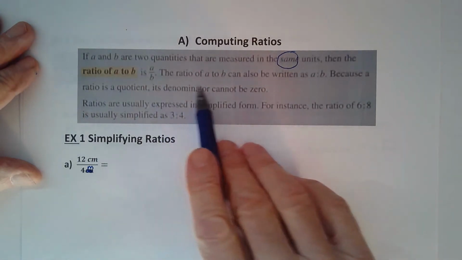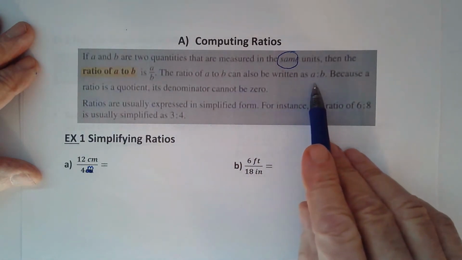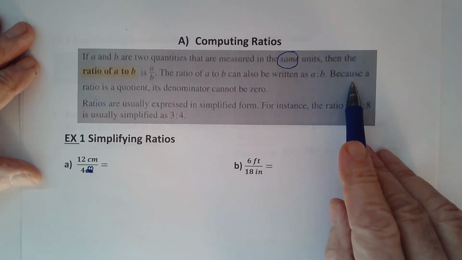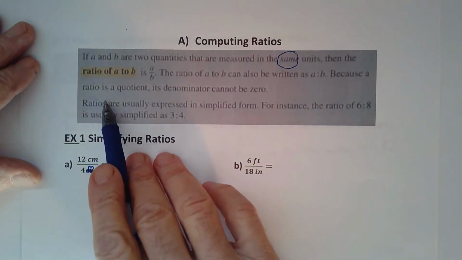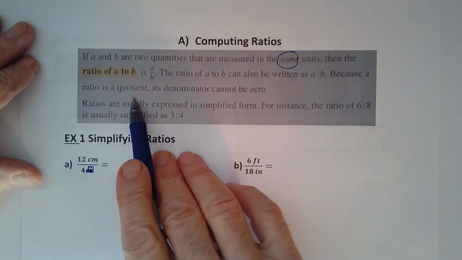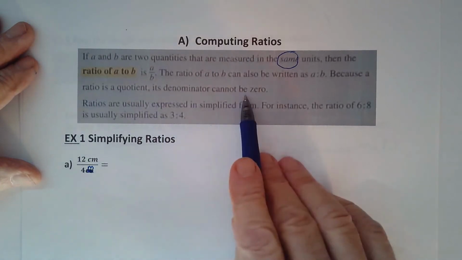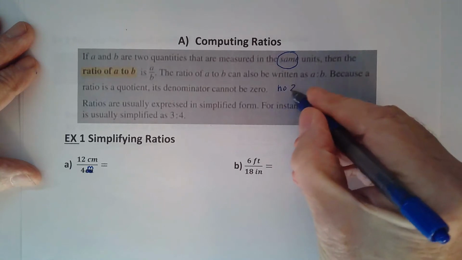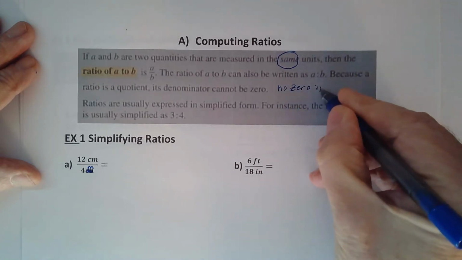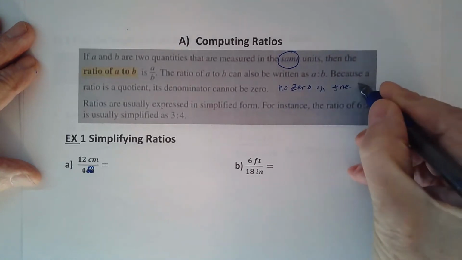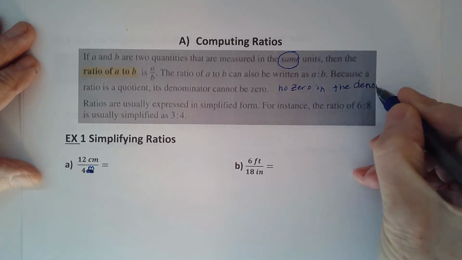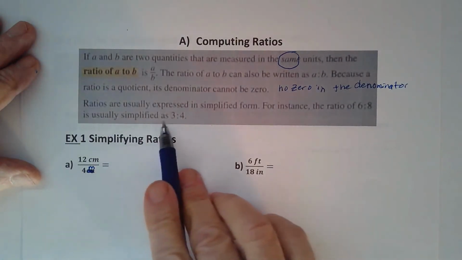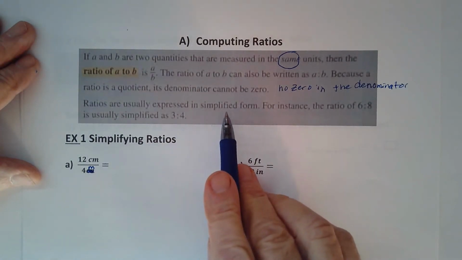All right, so the ratio of A to B can also be written as A colon B, which is what I showed you before. And because a ratio is a quotient, meaning it's a division problem, its denominator cannot be 0. So that's an important thing. No 0 in the denominator. Little important side rule. Okay? And ratios are usually expressed in simplified form.